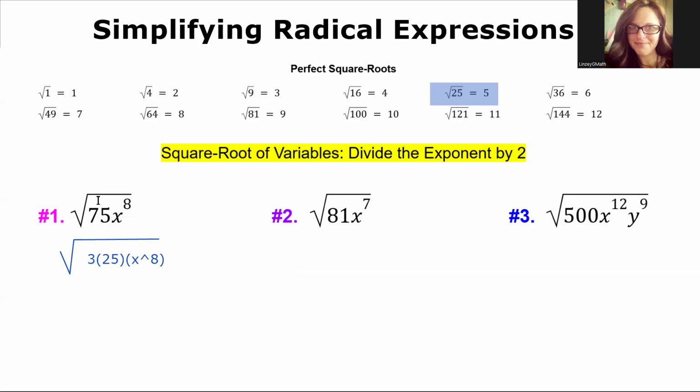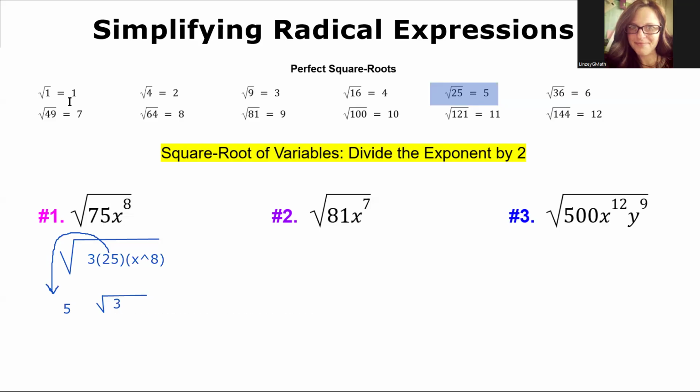Now we can take the square root of 25 out from underneath the radical. Square root of 25 is 5. And then we still have the square root of 3. The 3 has got to stay under the radical.